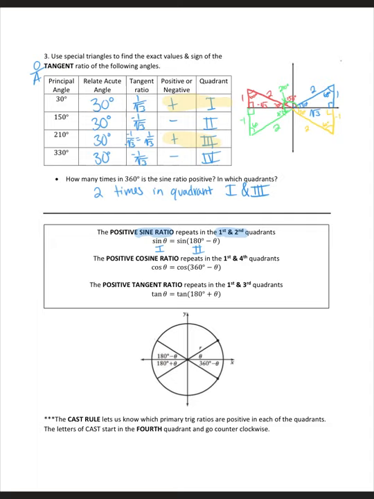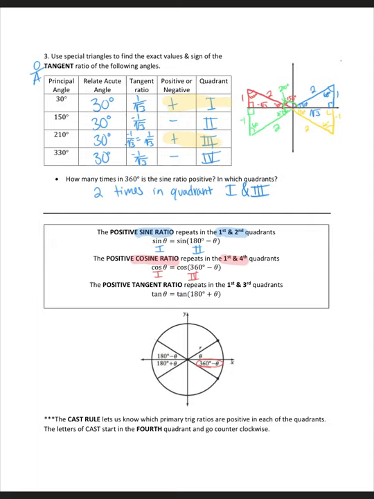So our cosine repeats in quadrants 1 and 4, meaning it's positive in those quadrants. And we can see that the cosine ratio, so cosine of theta, that's cosine in quadrant 1, is equal to our cosine in quadrant 4, that related acute angle we represent with that 360 minus theta.